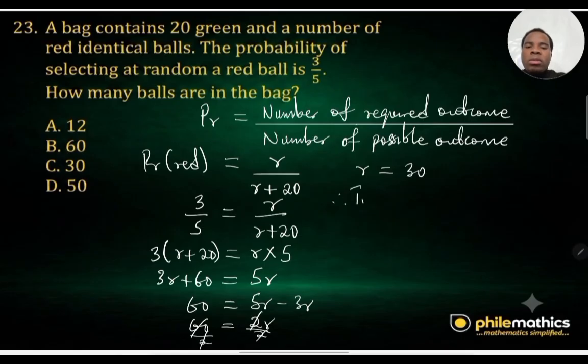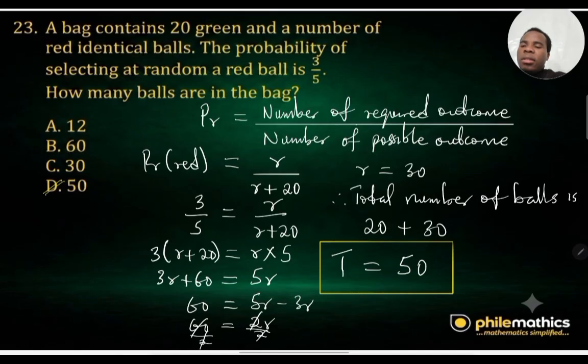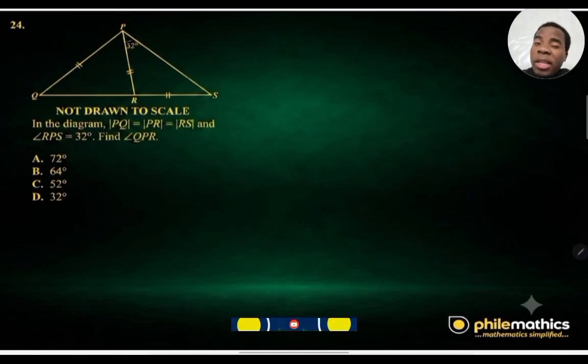Therefore, total number of balls is 20 green plus 30 red, which is 50, which is the total. And that is D. This question tests our knowledge of plane geometry and angles.